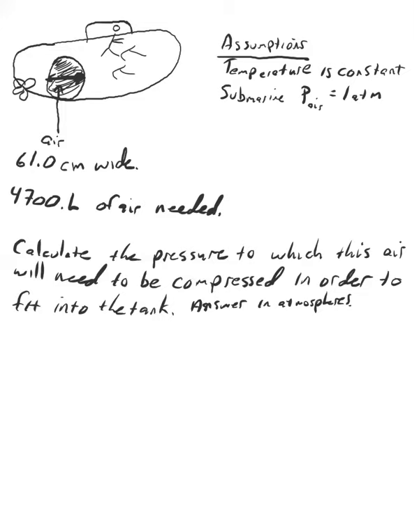which is 1 atmosphere. So what we have then is essentially we know the volume of the submarine, and that's 4,700 liters. And we know what pressure we need that air to be at, which is 1 atmosphere. So in the sub, we have pressure equals 1 atm and volume equals 4,700 liters.